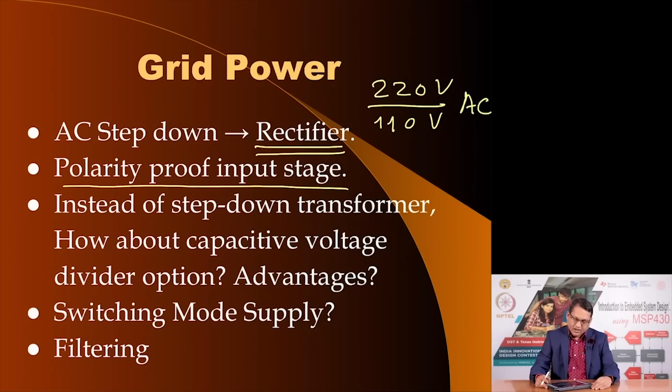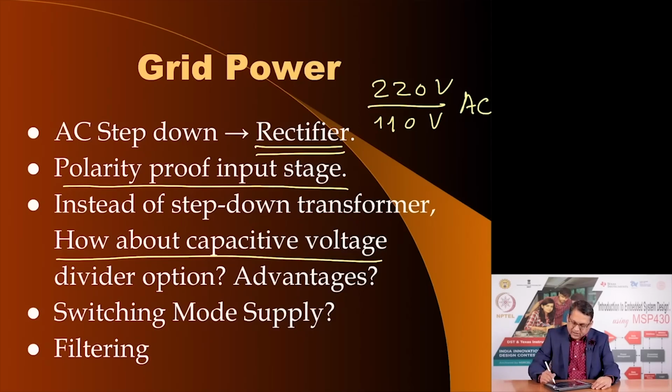Another way is that instead of using a step down transformer, which is the case in most situations, can you reduce the voltage by any alternative means? Because a step down transformer is bulky and expensive. Is there a way to reduce the voltage in some way? And one method that is often used is using a capacitive voltage divider.